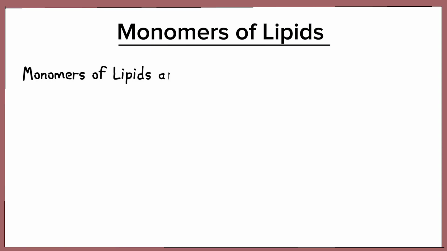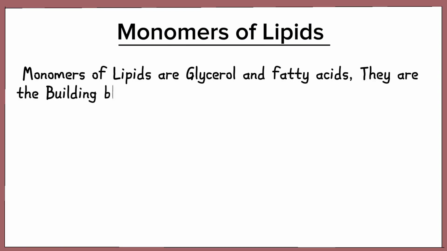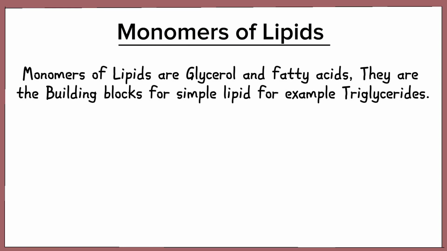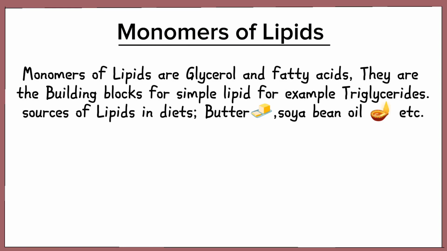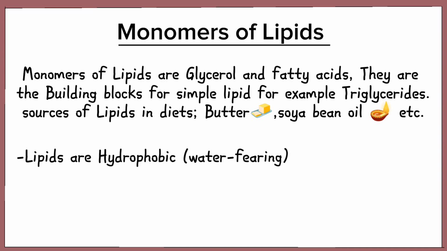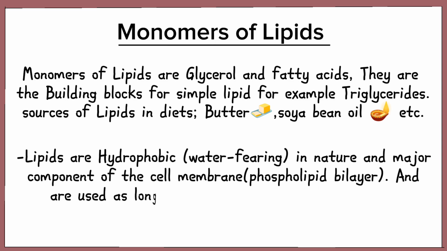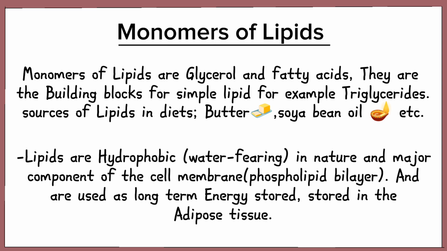The monomers of lipids are glycerol and fatty acids. Lipids are present in some of the diets that we eat, for example, butter and soybean oil used for cooking. Now, these lipids are hydrophobic in nature, meaning that they do not like water. That is why they are the major component of the cell membrane, allowing certain substances to pass through, making it semi-permeable. And they are also used as long-term energy storage.